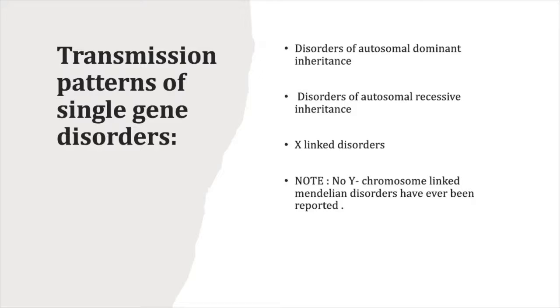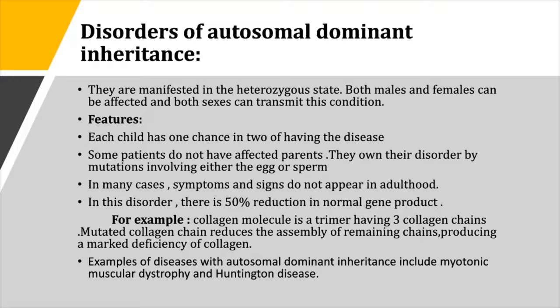And there are 3 patterns: autosomal dominant, autosomal recessive inheritance, and X-linked disorders. We do not discuss Y-linked disorders because no Mendelian disorder has ever been reported in the Y category. What are the patterns of autosomal dominant inheritance? They are manifested mainly in the heterozygous state, both males and females are affected, and both sexes can transmit this condition. What are the major features of this inheritance? There is a 50% chance of the children being affected.